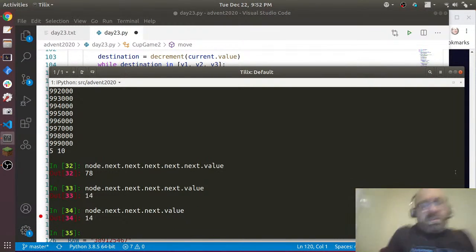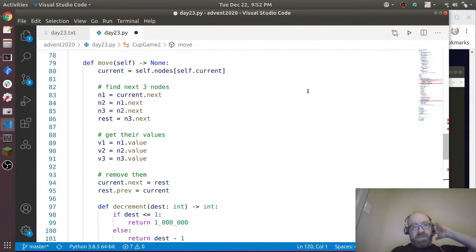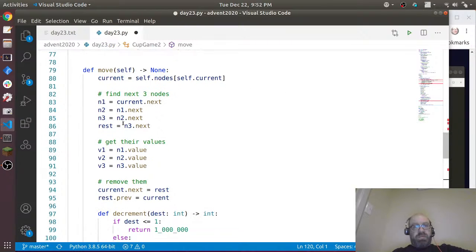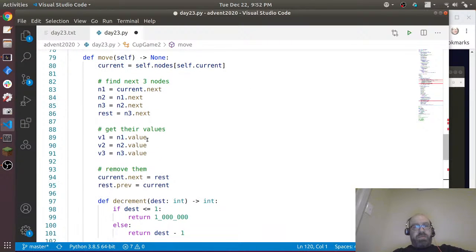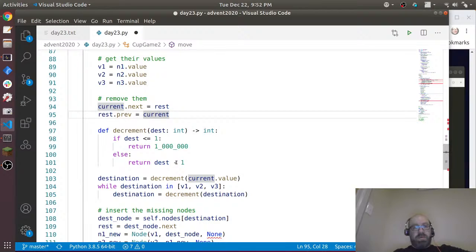Okay, so I'm getting cycles in here somehow, which is bad. Whatever I did, it's wrong. So find the 3 nodes, get their values. Okay. Remove them. Current.next equals rest. Rest.prev equals current.